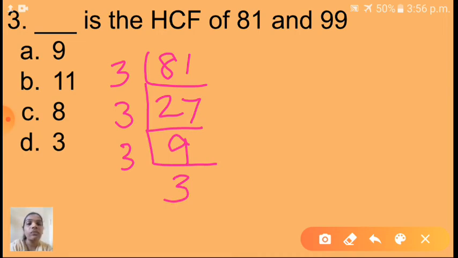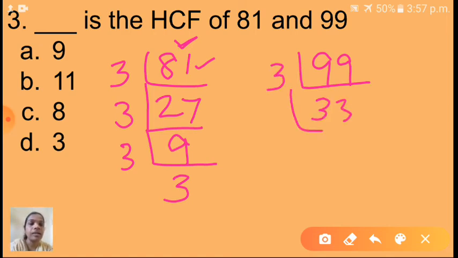Okay, children. While I was teaching this lesson already, I clearly explained about this 81. Isn't it? Prime factorization of 81. Okay. Next one is what? 99. Yes, 99 will come in which table? Very good, 3's table. 33. Again this 3. Yes. How many 3's are 33? 11.